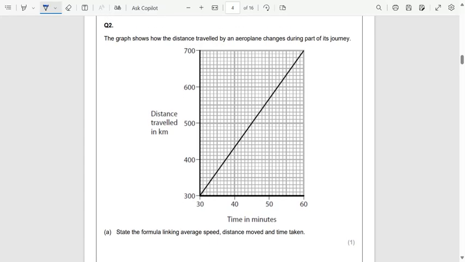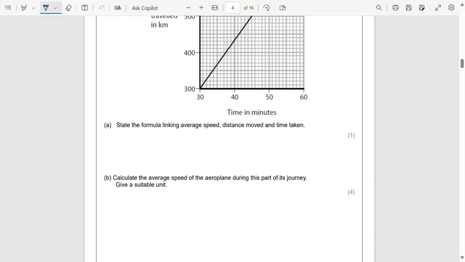Question 2, we have another distance time graph, and the first thing that we're asked is to state the formula linking average speed, distance moved, and time taken. So if you look in your formula booklet, it will say average speed equals distance moved divided by time taken. So you literally just have to copy out word for word what it says in the data booklet.